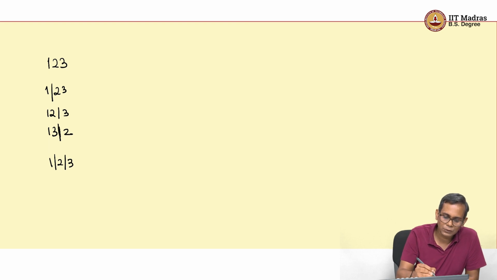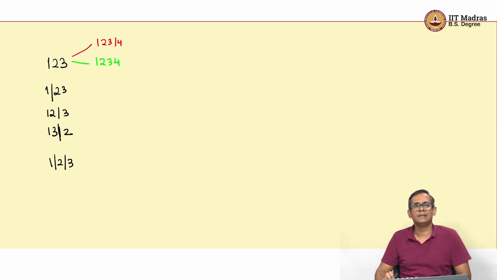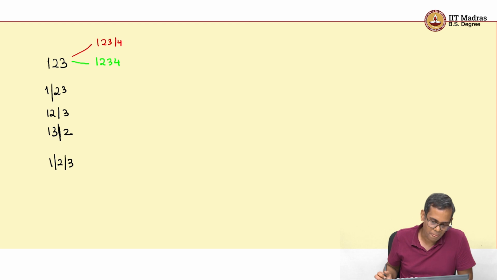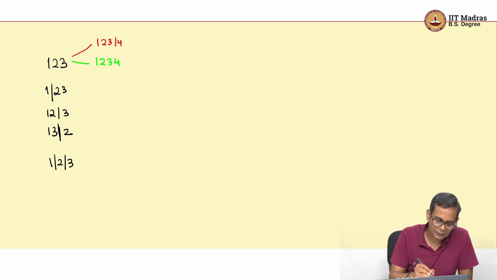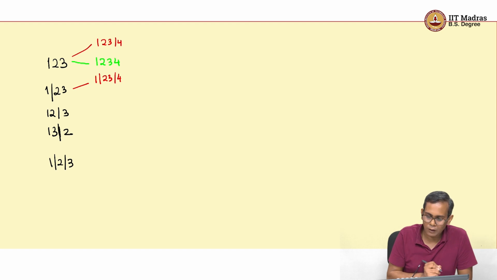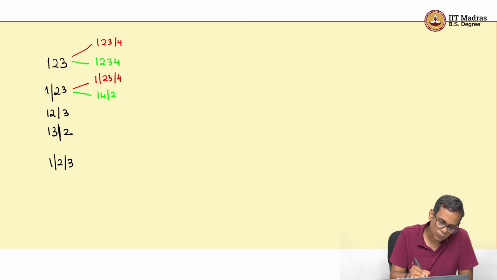So, in this 1, 2, 3 case, I have 2 options. I always have the red option, which is to add 4 as a block by itself. And then I have the green option, which is to add 4 to an existing block. Here there is only one block, so when I add 4 to an existing block, I just get 1 2 3 4. Now, let us look at this 1 2 | 3. I have to add 4 as a block all by itself, or I add 4 to the existing block, in which case I have 2 choices. I have 1 2 4 | 3, or I have 1 2 | 3 4.